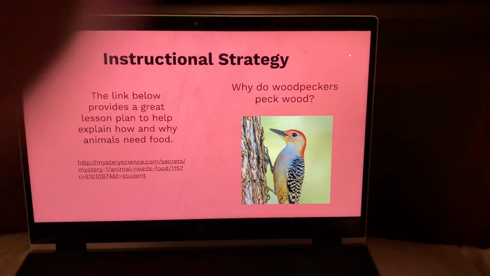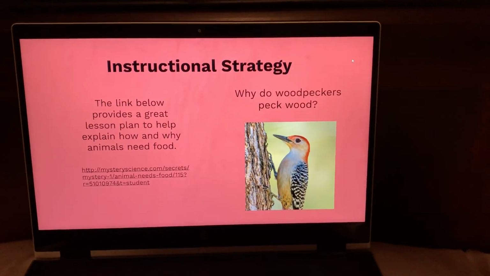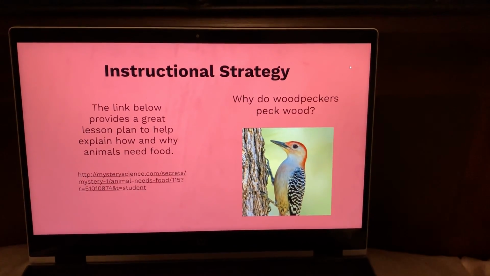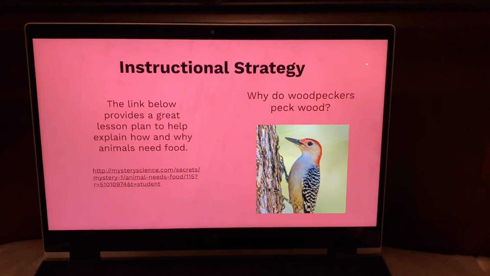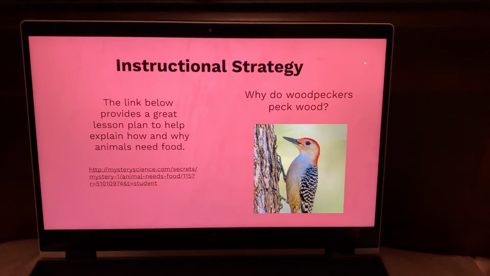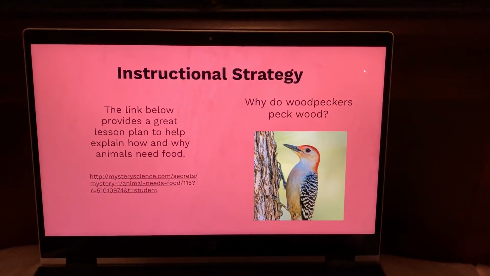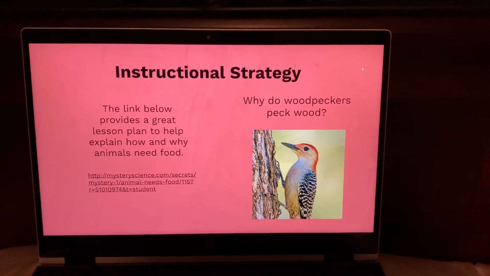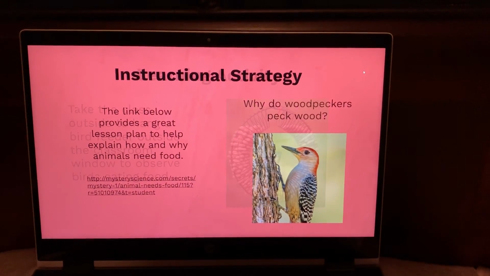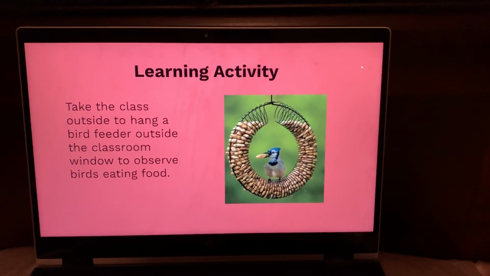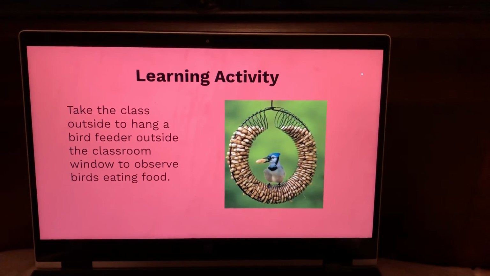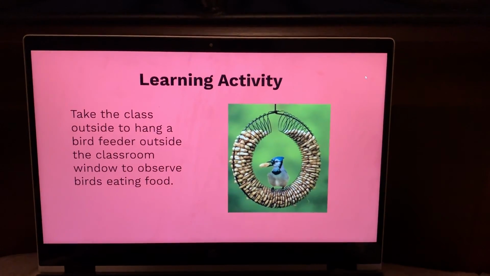So this was a neat little lesson plan that I found online. It's called Why Do Woodpeckers Peck Wood? I provided the link to it, but it helps to explain how and why animals need food, and it takes them on a little journey and explains different animals and what they eat. The learning activity is you could take a bird feeder outside and hang it outside the classroom window and let them observe birds eating food.